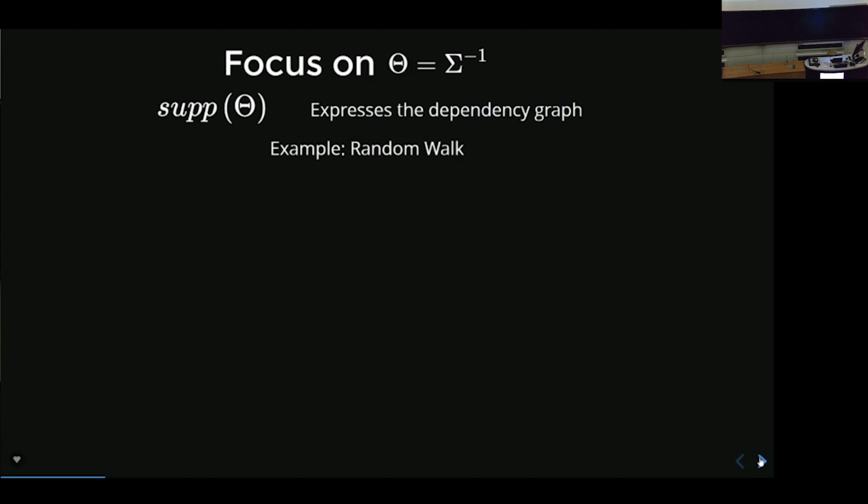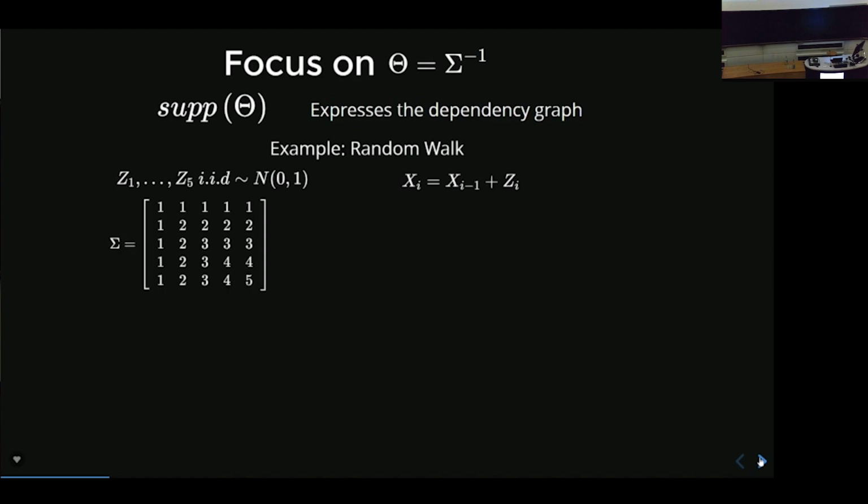Okay, let's give an example that's more mathematical, a random walk. Assume that I have an IID sample from a normal 0, 1, and I observe these 5 variables, xi's, that are defined like that. So it's a random walk. Each one depends on the previous. With a little bit of algebra, you can compute the covariance matrix there. So you agree that's the covariance matrix. If you do a little bit of calculation, that's what comes out.